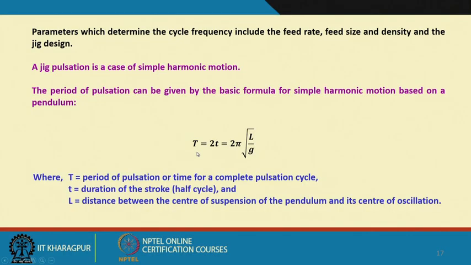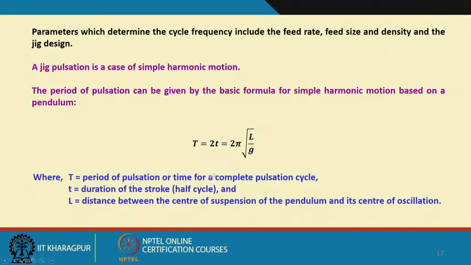Here capital T is the period of pulsation, or the time for a complete pulsation cycle, that is, how much time you have given for the entire pulsation cycle. It is equal to 2t, where t is the duration of the stroke, that is the half cycle, not the complete cycle. And L is the distance between the center of suspension of the pendulum and its center of oscillation. So that is written as T = 2π√(L/g).